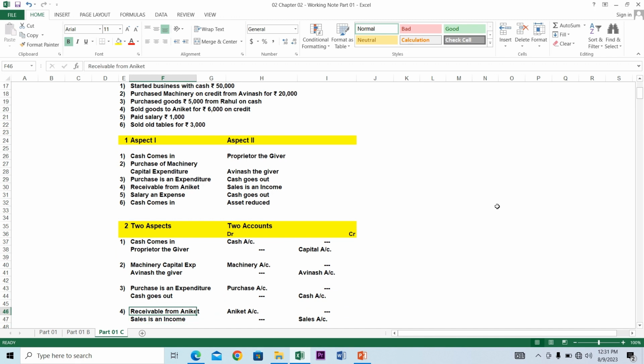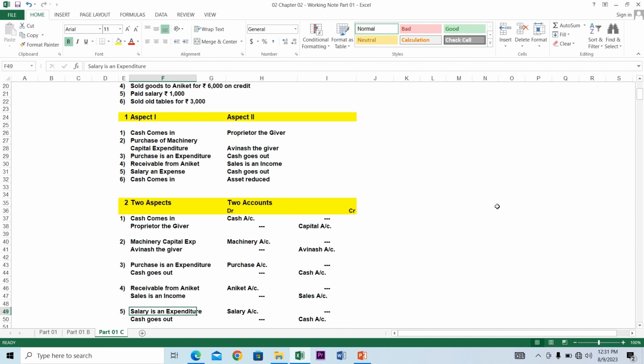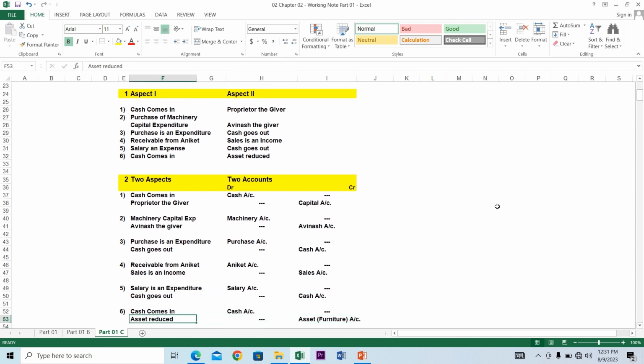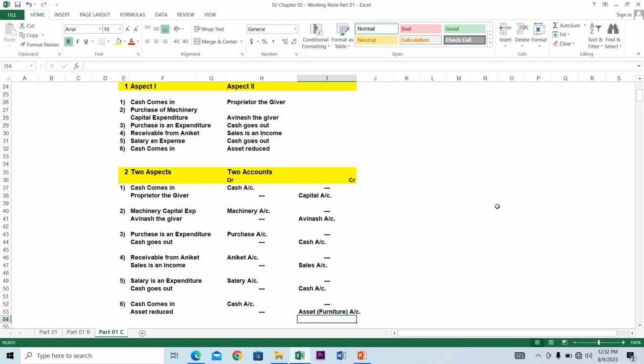Then receivable from Aniket and sales is an income. Aniket account and sales account. Fifth point, salary is an expense, cash goes out. Salary account and cash account. Then cash comes in, asset is reduced. It's a sale of old asset. Cash account and asset or furniture account is reduced.